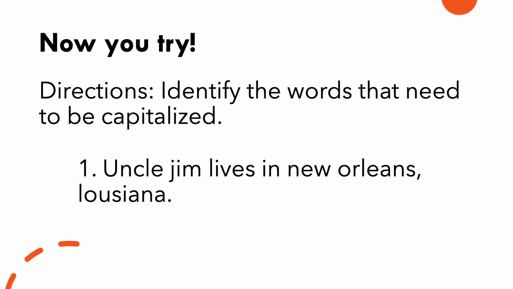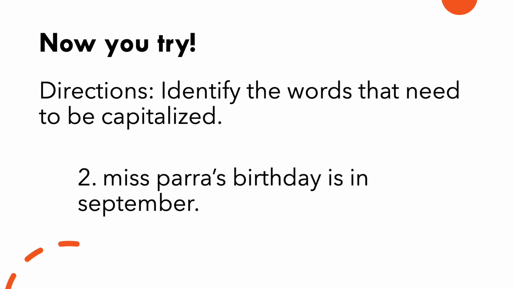Okay, well, if you said the J for Jim, you are correct. Uncle Jim needs to be capitalized. But notice they already capitalized the U for uncle, so only the J for Jim needs to be capitalized. And the N for new and the O for Orleans. New Orleans needs to be capitalized because it is a specific city in a specific state. Louisiana is the state, so we need to capitalize that L. All right, let's move on to the second practice example.